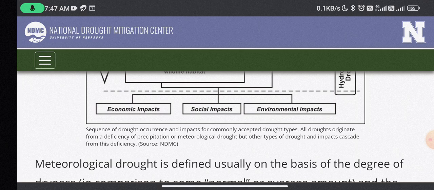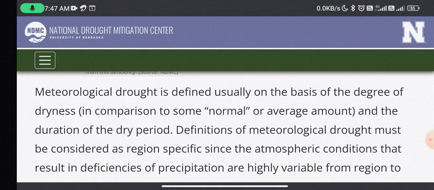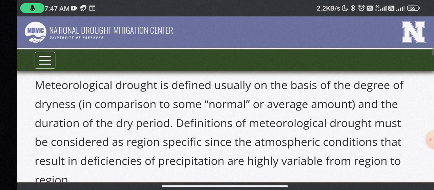So I hope it is clear now. Sequence of drought occurrence and impacts for commonly accepted drought types. So it is very easy and very clear here. Okay, good. Now meteorological drought is defined usually on the basis of the degree of dryness. So here the literal definition is given: meteorological drought is defined usually on the basis of the degree of dryness in comparison to some normal or average amount and the duration of the dry period.